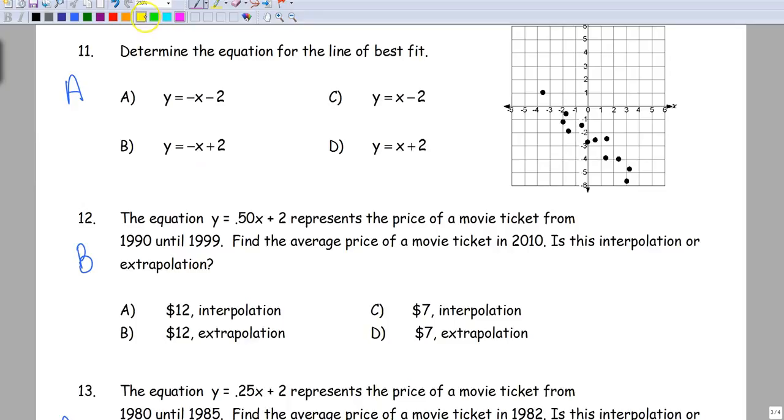Number 11. Draw your line. First thing you want to check out is whether it's going uphill or downhill. Since this line is going downhill, that means that we have a negative slope. That means that I can get rid of anything that has a positive slope, which is C and D. Next thing you want to check out is your relative starting point. Mine looks like it's at a -2.5, -3, somewhere in there.